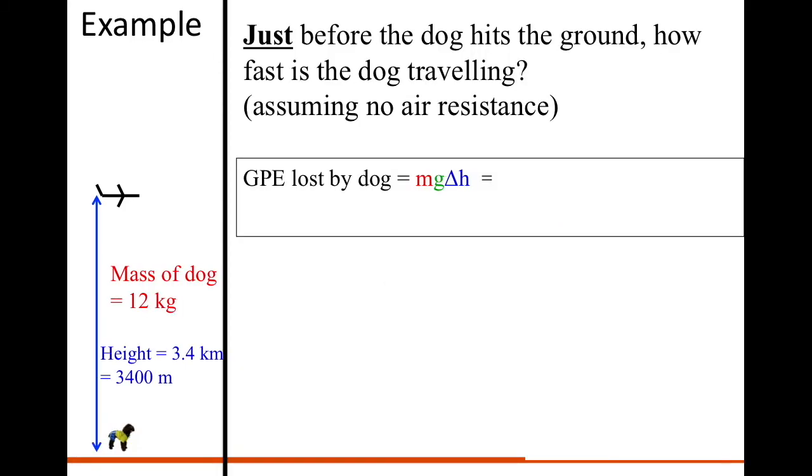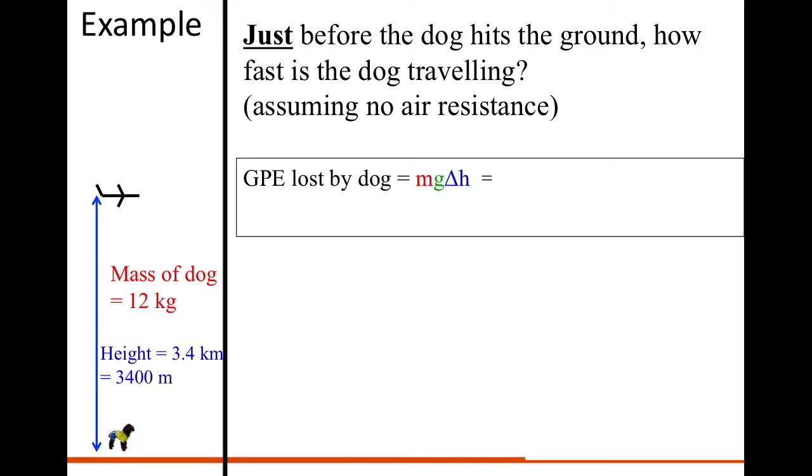Here's an example. Just before the dog hits the ground, so remember that one equation where the dog was falling out of the plane, the numbers are still the same. So we have the data of the height being 3,400 meters. We have the mass of the dog being 12 kilograms. And we want to know right at this point before he hits the ground, how fast is that dog traveling?